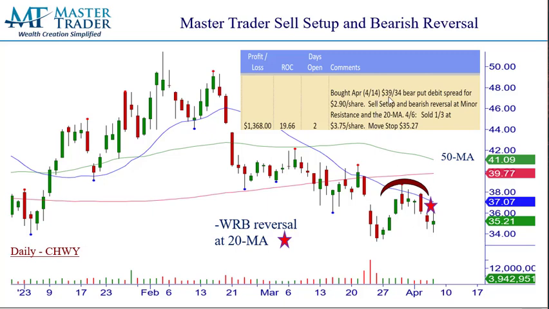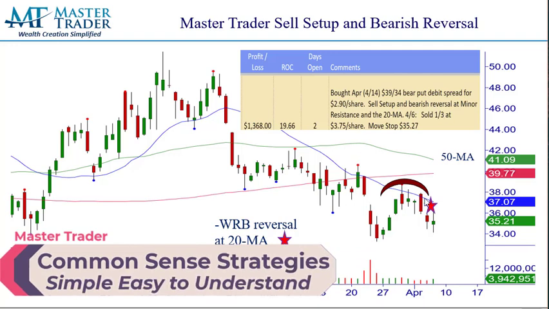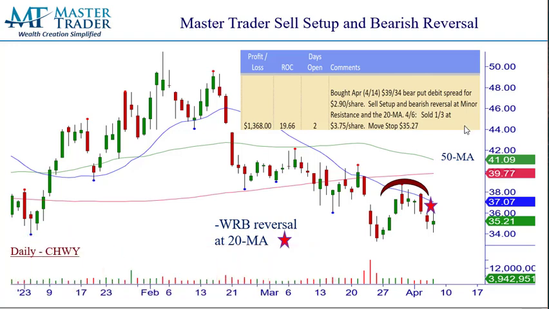The setup here, sell setup, which we just talked about, bearish reversal at minor resistance, and the 20 MA. Perfect setup, executed this trade. We like selling, we like taking partial profits as it moves in our intended direction. So as you can see here, we sold 1/3 of our position.